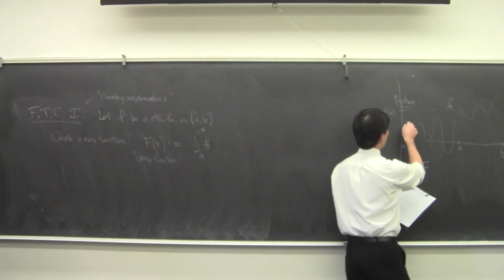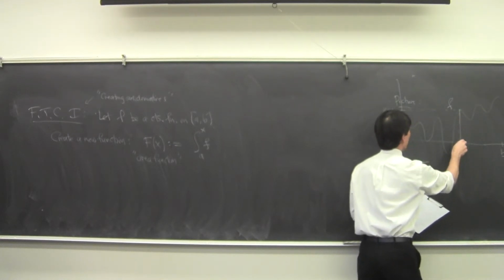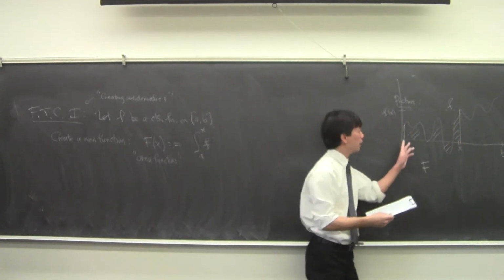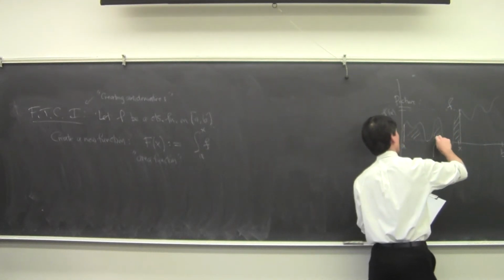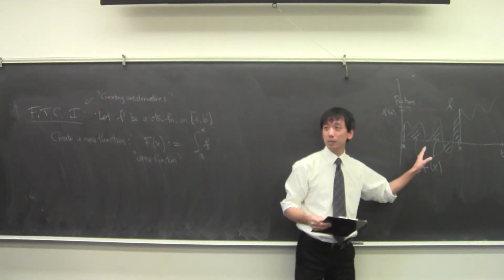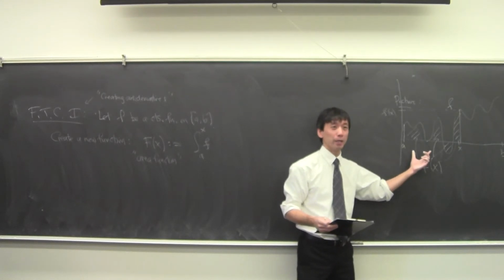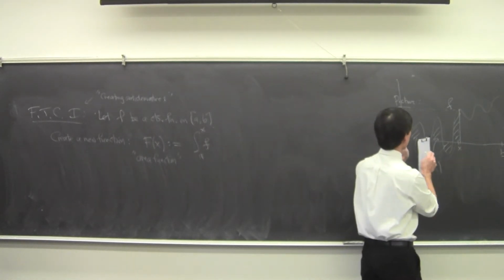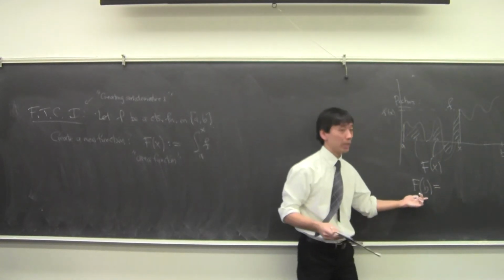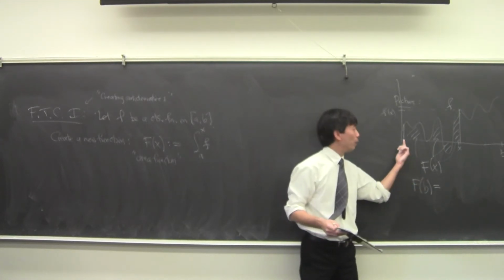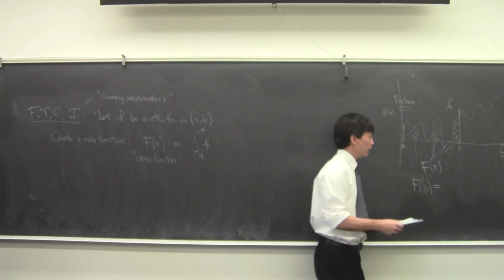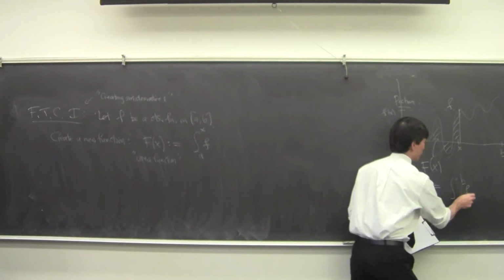That would be the signed area from here to here. This whole signed area is big F of x. It's all these things together. I'm calling it the area guy. It's the signed area from a to x. And for example, if I talk about big F of b, that would be the whole signed area from a to b. That would be just the definite integral of little f from a to b.